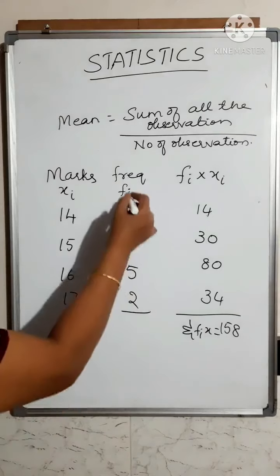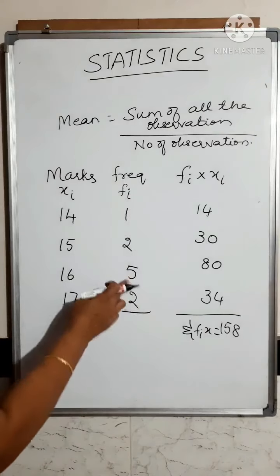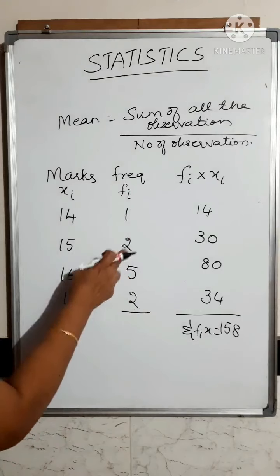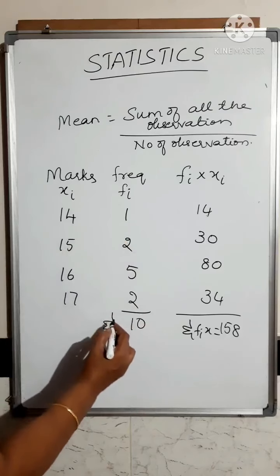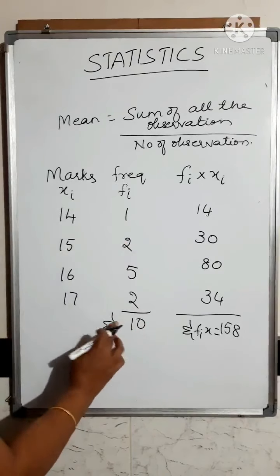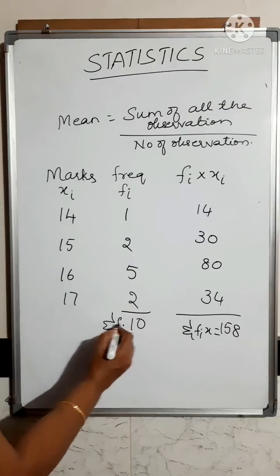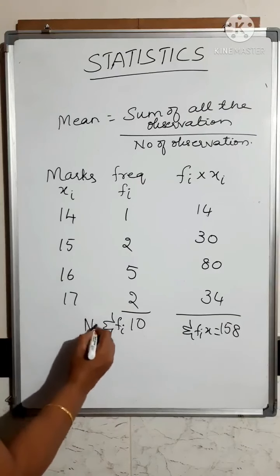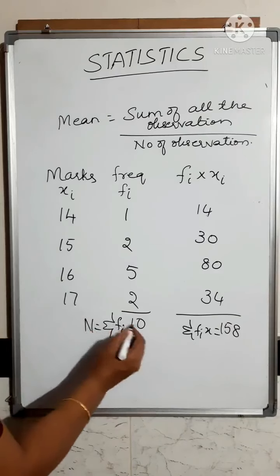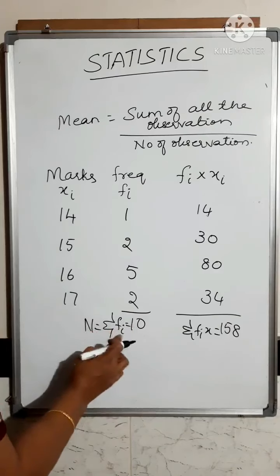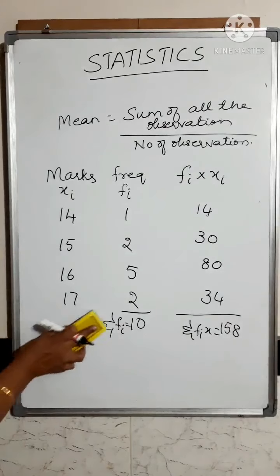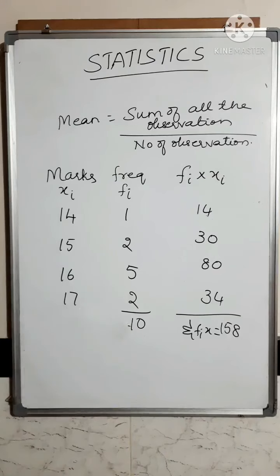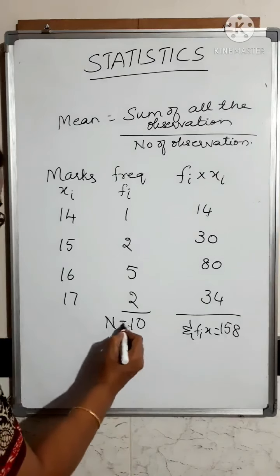Similarly, you have to add even these values. You have to add 5 plus 2 is 7, 7 plus 2 is 9, 9 plus 1 is 10. So this is represented as sigma fi, or you can also represent this as n. N is equal to 10, or you can also write it as sigma fi. But in the textbook it is given as n, so we will only use the letter n. So this total of the frequency, you will calculate it and write it as n is equal to.